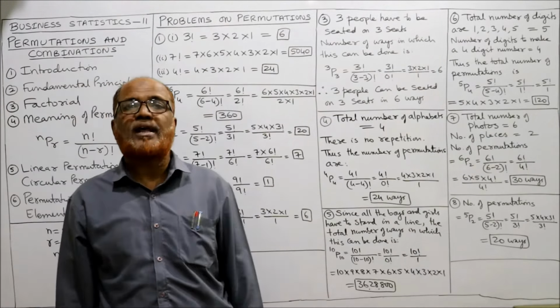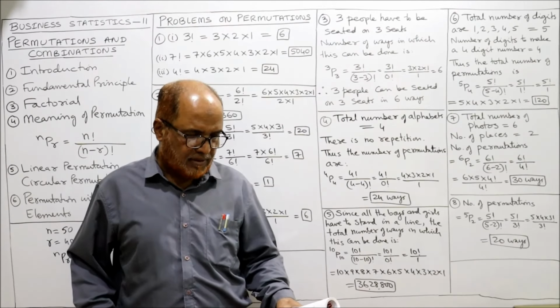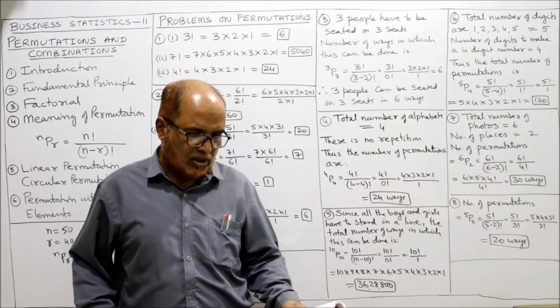Now, seventh problem. 2 photographs have to be placed on the notice board from a lot of 7 photographs. So totally we have 7 photographs. Out of 6 photographs, we have to select 2 photographs to be placed on the notice board. In how many ways can this be done? Now, 2 photographs have to be pasted on the notice board. How many ways can 2 photographs be pasted out of a total of 6 photographs?